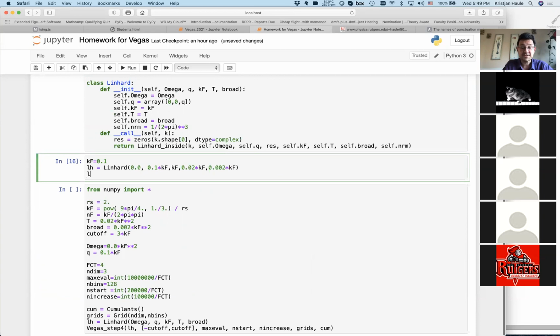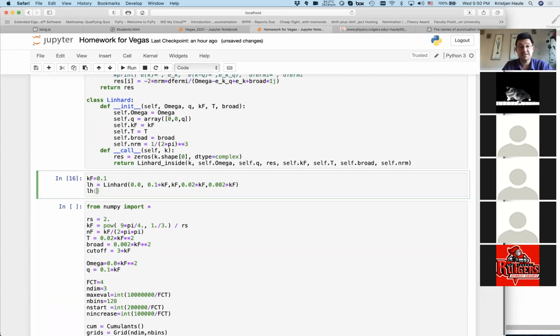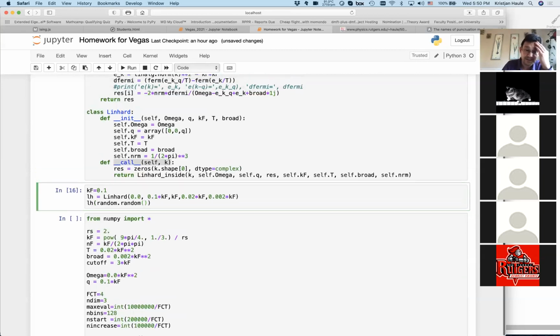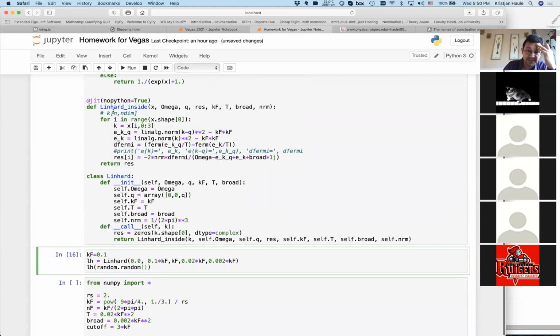And then if I use class LH as a function, I'm supposed to get the correct output. So now I'm testing this call function. In this case, I need to give as an input random numbers, momenta, which is a two-dimensional array with n and dim. So n can be, let's say, 3, and dimension is 3.